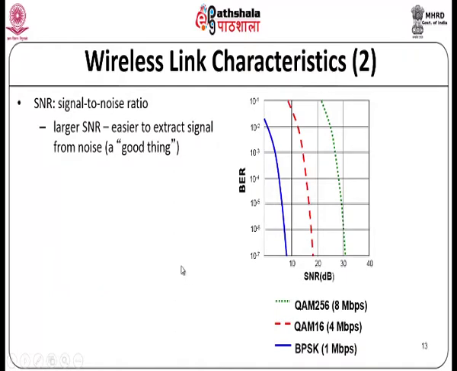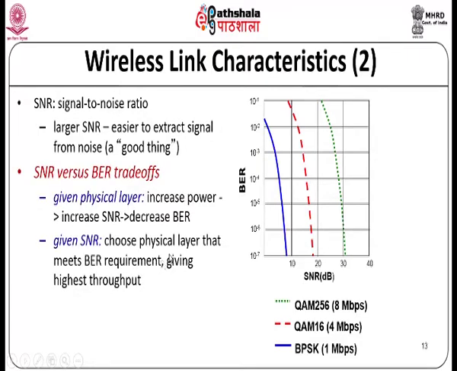Another important aspect is the signal to noise ratio. Remember, the larger the signal to noise ratio, the easier it is to extract the signal from the noise. It's a good thing. Now if you look at how signal to noise ratio varies and what its effect is on the bit error rate: given a particular physical layer, if you increase the power of the signal, obviously the SNR will increase. And when you increase the SNR, you would be able to decrease the bit error rate, which is also a good thing. But we need to increase power.